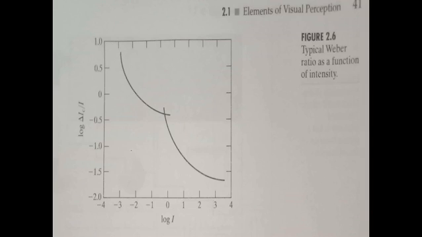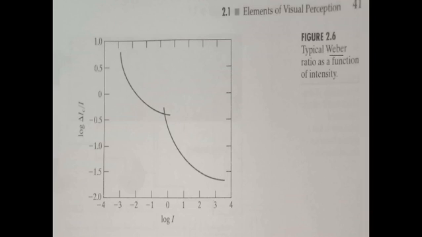So this is in which region? This is in the dark region. In the dark region you will not be able to discriminate properly. When you come here, it's 0, entering into the light region. In the light region, the value of delta I_c by I is decreasing. If it decreases, it indicates you are able to properly discriminate the two intensities. So this is the Weber ratio curve.